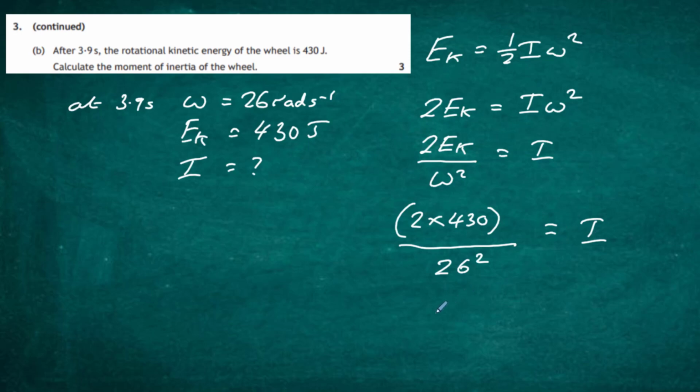And that's going to give us the moment of inertia of the wheel. So we do that in our calculators, we end up with the answer that the moment of inertia I is going to equal 1.3, and the units will be kilogram metre squared. That's the moment of inertia.